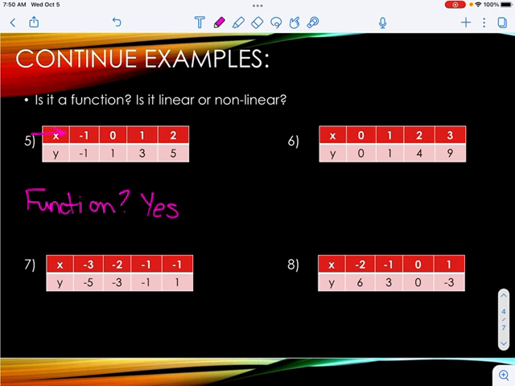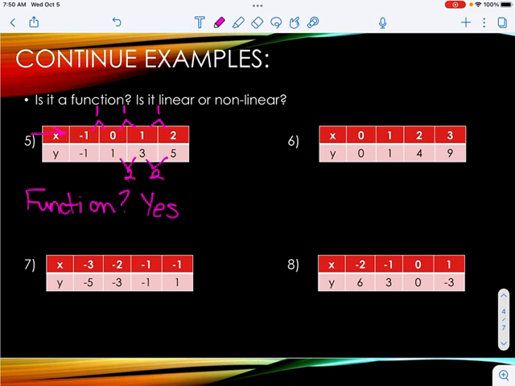So what I'm going to do is I'm going to just do some basic subtraction here. So I'm going to go 2 minus 1, that's 1. 1 minus 0, that's 1. 0 minus negative 1, that's 1. Then I come back and I go 5 minus 3, that's 2.